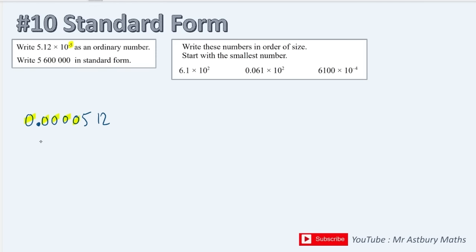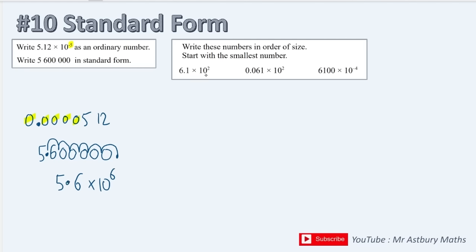Next, I need to write this one in standard form. So I start by writing the number out. And I always need my number to be between 1 and 10. So if my decimal point was here, that would give me 5.6, which would be perfect. So how many jumps did I have to do to get there? 1, 2, 3, 4, 5, 6. So this is 5.6 times 10 to the 6.